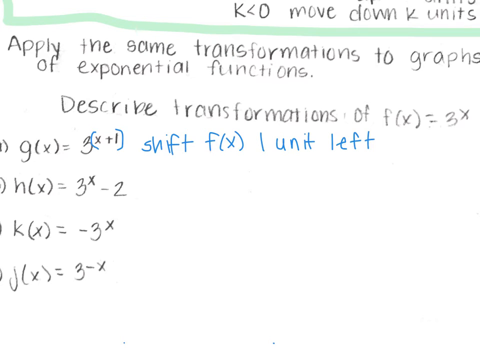h of x equals 3 to the x power minus 2. Now this is that after the parentheses, right? That minus 2. So this is actually going to tell us we're going to shift f of x down, because it's negative, 2 units.